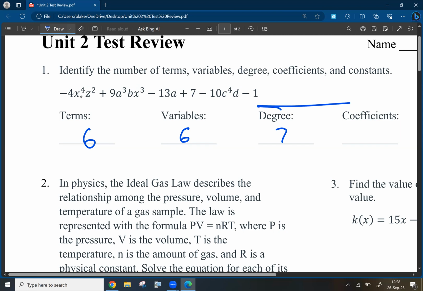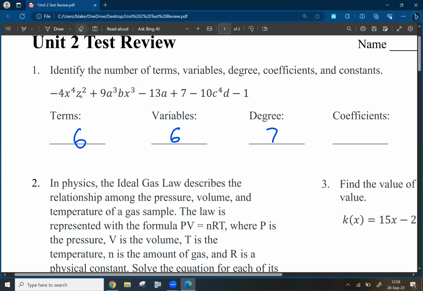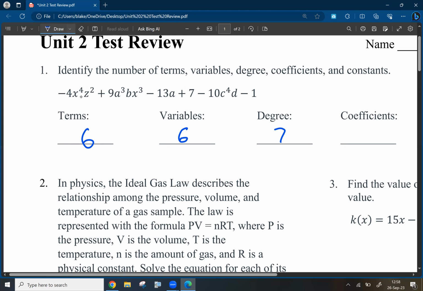Coefficients. So coefficients are the numbers in front of the variable term. So -4 is a coefficient, 9 is a coefficient, -13 is. 7 is not. 7 doesn't have any variables. -10 is, and then -1 again is not because it doesn't have any variables. So there are 4 coefficients.